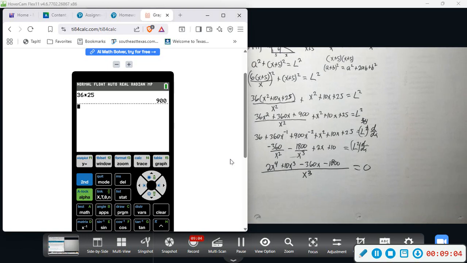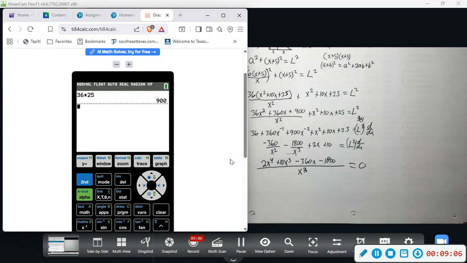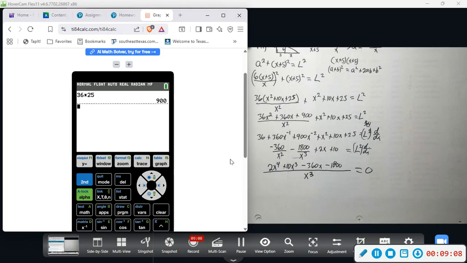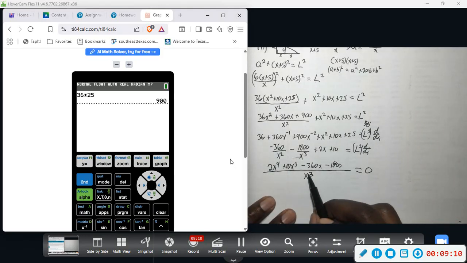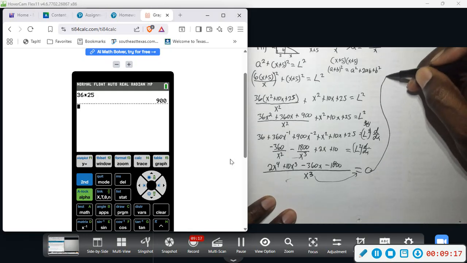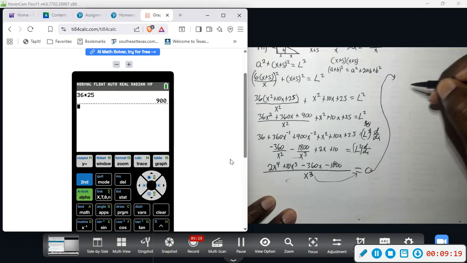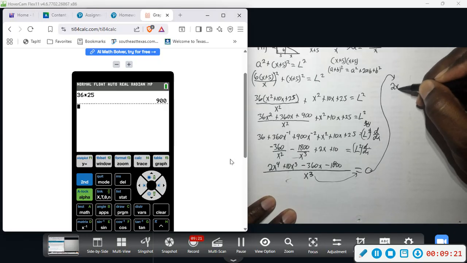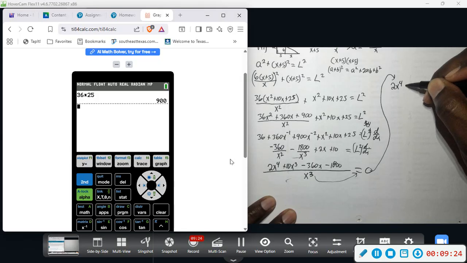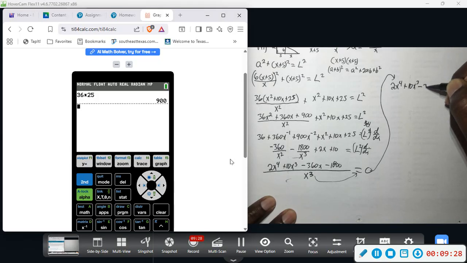So once we find our derivative, we set it equal to 0. And then we're going to solve. So I'm going to multiply by x cubed to get rid of the fraction. That's going to leave me with, kind of running out of room, 2x to the 4th plus 10x to the 3rd minus 360x minus 1800, all equals 0.